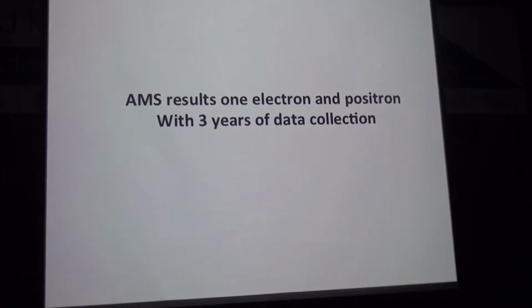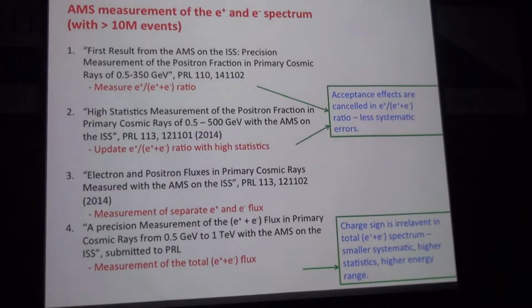So now I switch to report the results based on these 41 billion analyzed events. We have published 4 papers since last year. 2 are results of the ratio e+ to e+ plus e-. Then we published a paper on e+ and e- separately, and recently a paper on the sum, the total e+ plus e-.